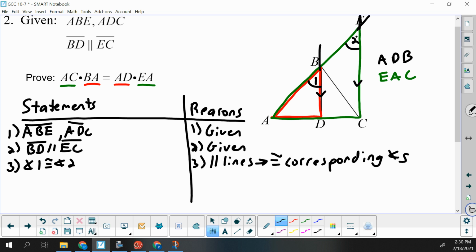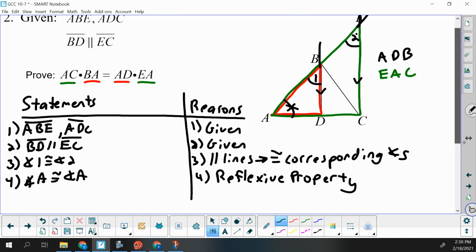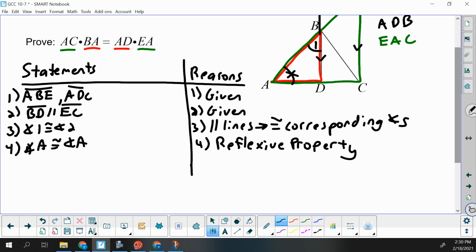Well, notice when we trace the triangles, angle A got traced for both of them. So that will allow us to do a reflexive property. And we'll just have angle A is congruent to angle A. And we should be in good shape now to do our 3-step conclusion to similar triangle proofs. We've got 2 congruent angles, so we can do our angle, angle, similarity postulate.